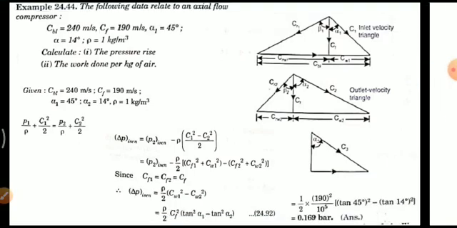And we will be substituting the value 1 by 2 into Cf. The value of Cf is given 190, multiplied by rho, which is given as 1 kilogram per meter cube, and alpha 1 and alpha 2 are given. So we will get the pressure rise as 0.169 bar. Okay, this is the first calculation.